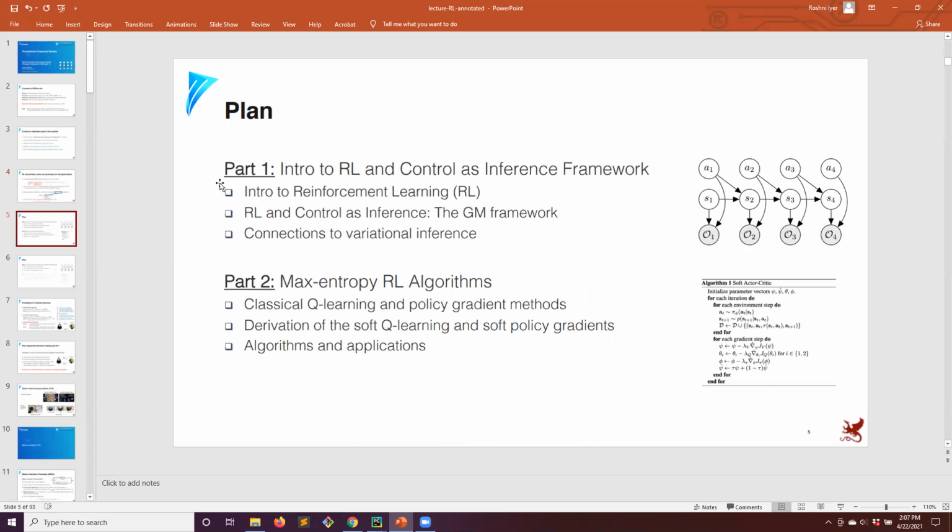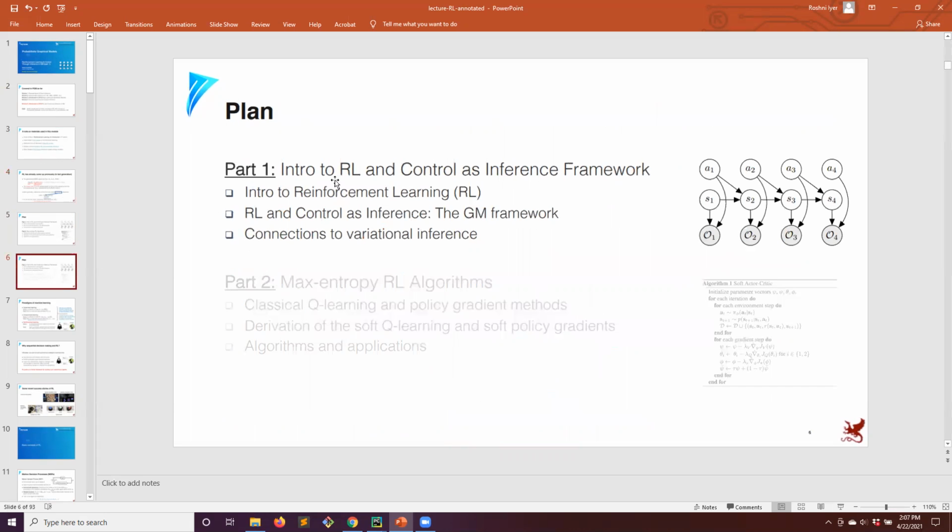And the plan is, there are two parts to this, but actually these lectures will only mainly focus on the first part, which is to give this introduction of reinforcement learning and control as an inference framework, and then connecting it to the concept of variational inference.